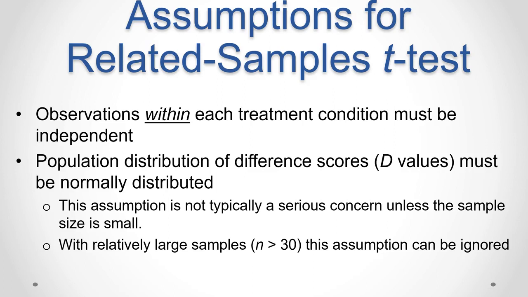One last slide for related samples t-tests. The assumptions that must be met in order for us to conduct a related samples hypothesis test are: 1. Independence of observations within each treatment condition, and 2. normal population distribution of difference scores. I will post a video to demonstrate how to conduct a related samples hypothesis test.